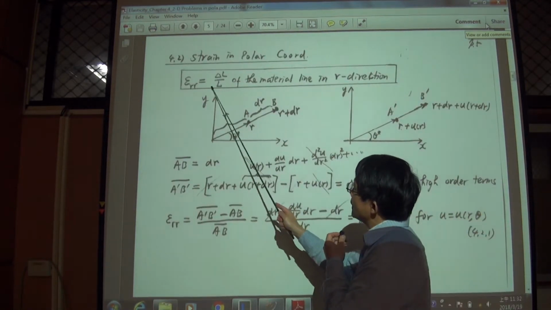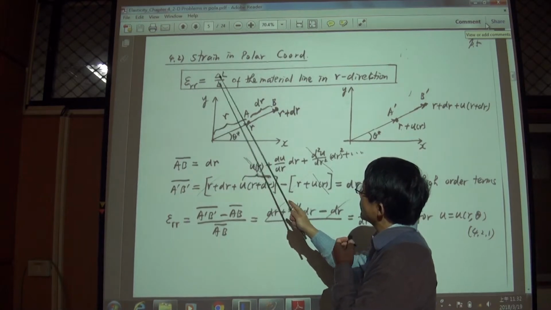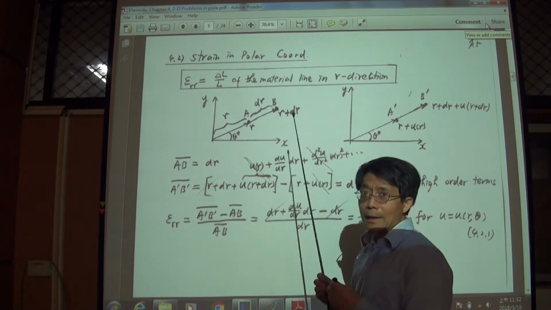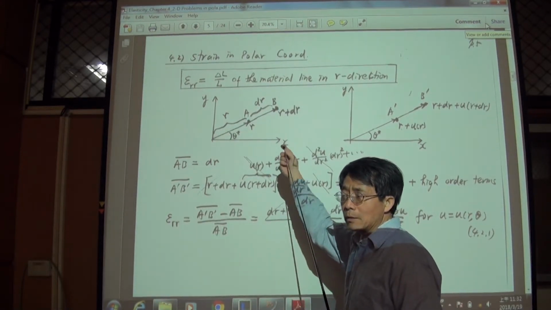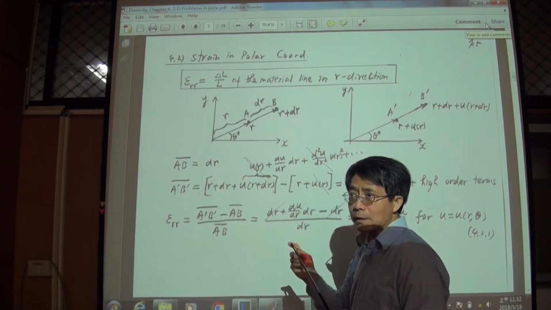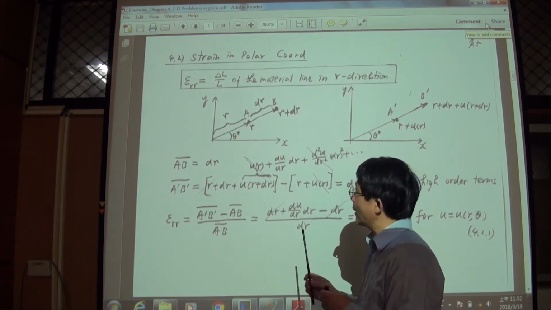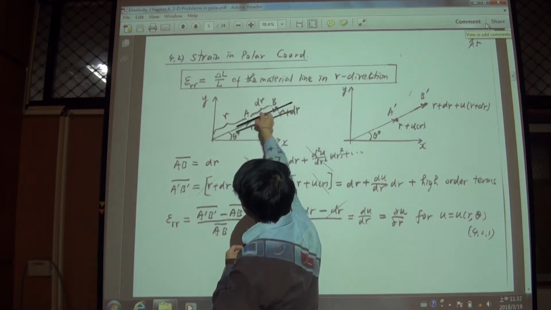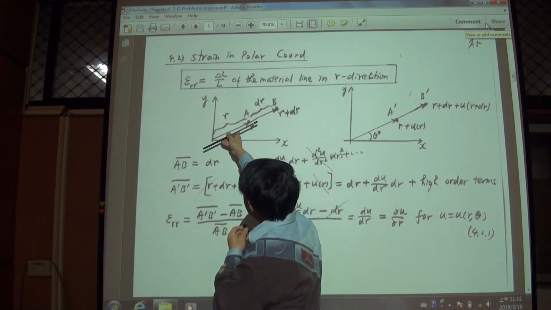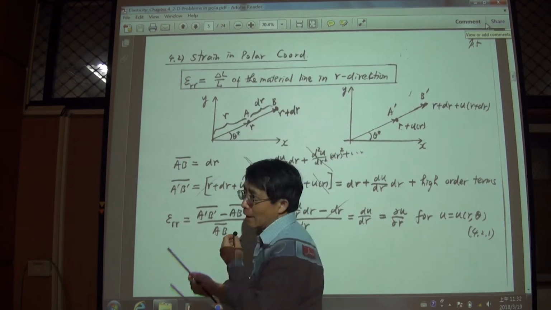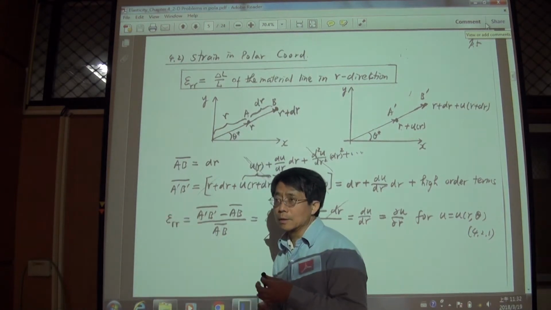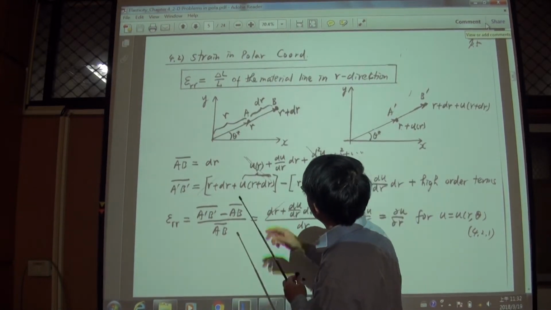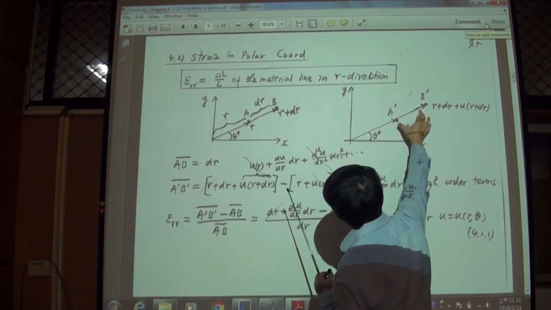First, we consider the normal strain in the r direction. We consider the material line in the r direction, and how this material line elongates in the r direction. We have a material line AB here. It will have a displacement in the r direction such that it becomes longer or shorter. So AB will become A prime B prime.